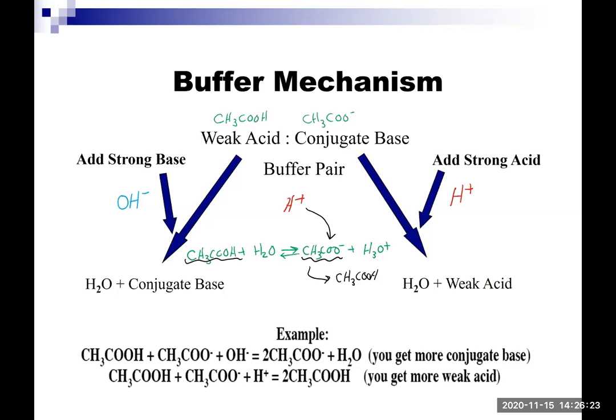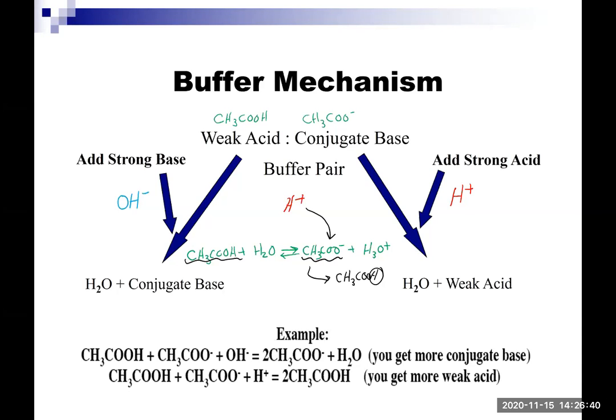Now, how does this prevent the pH from plummeting? Because that weak acid is only going to ionize an H plus less than 5%. So it's not going to put very much at all of this H plus back into solution.